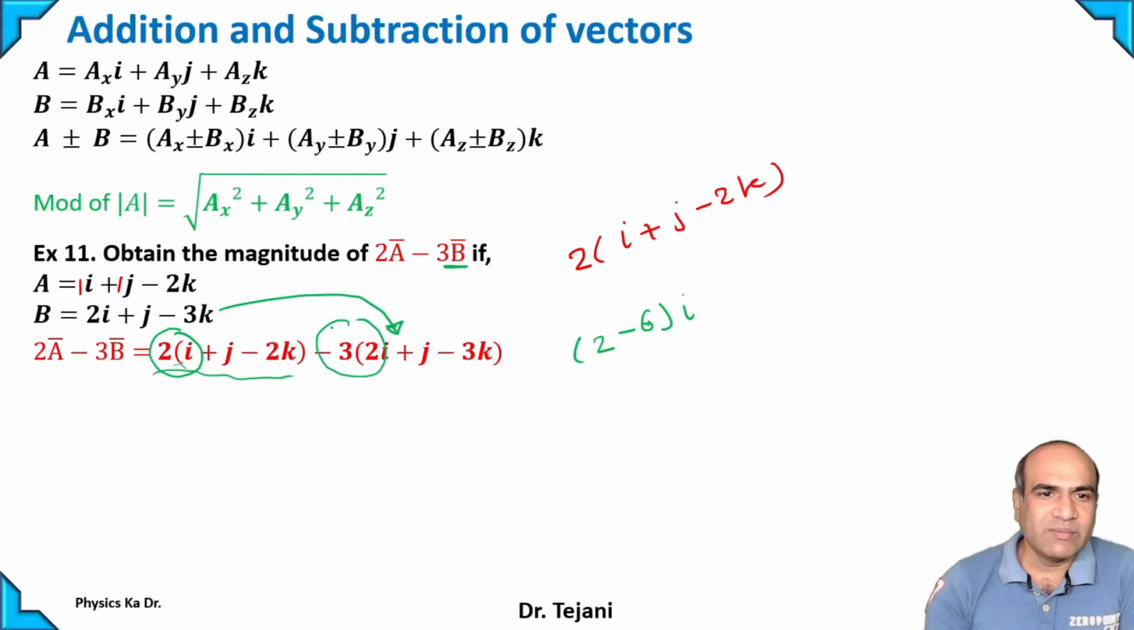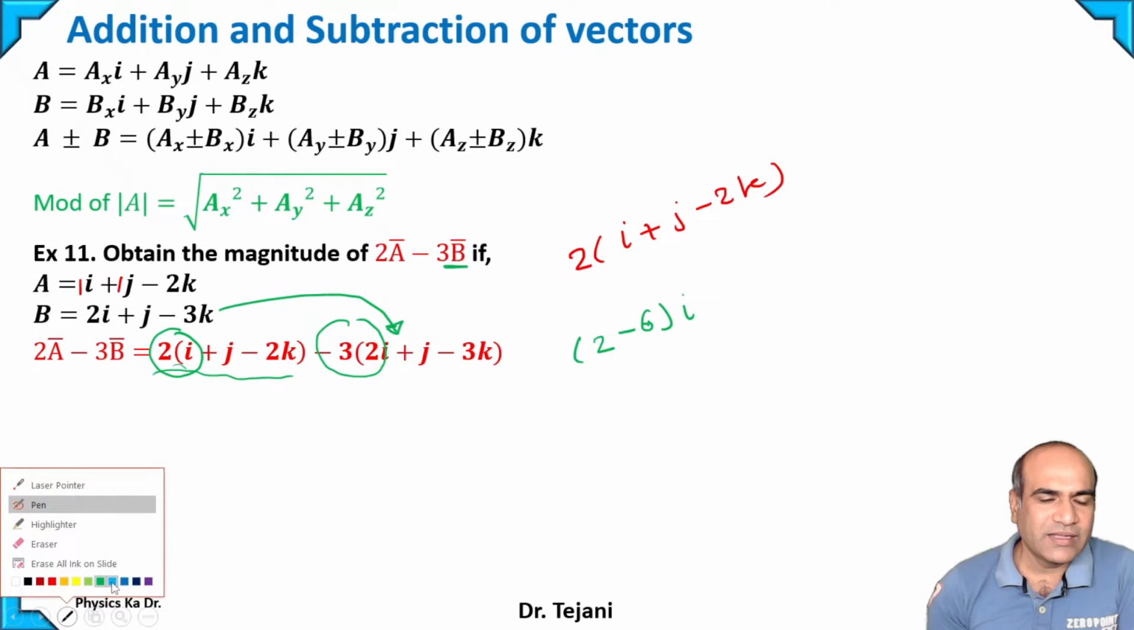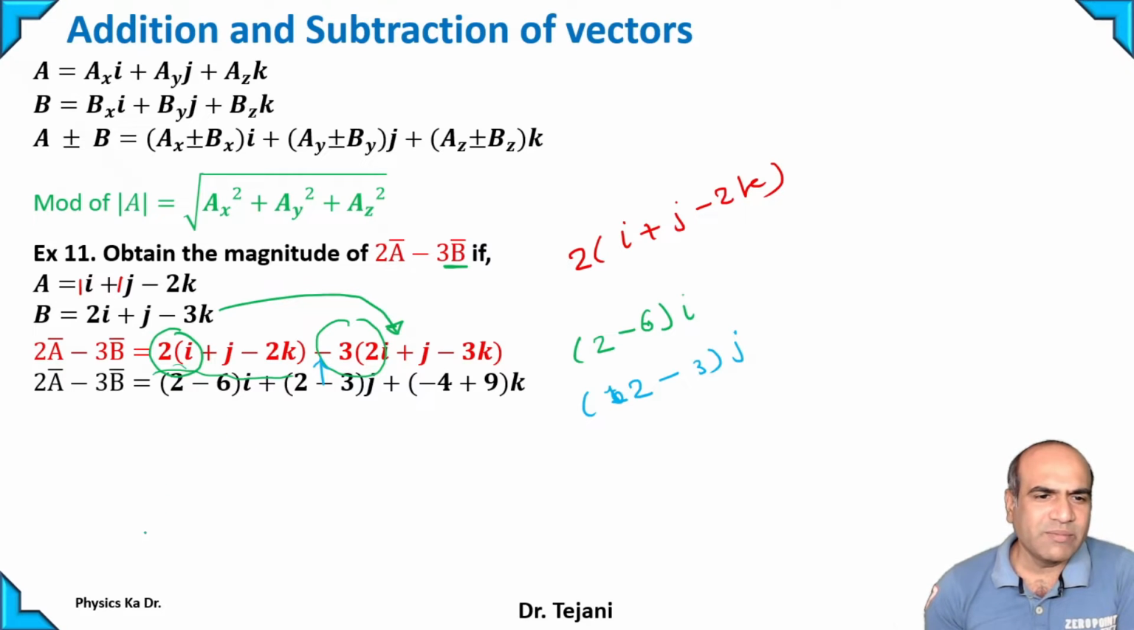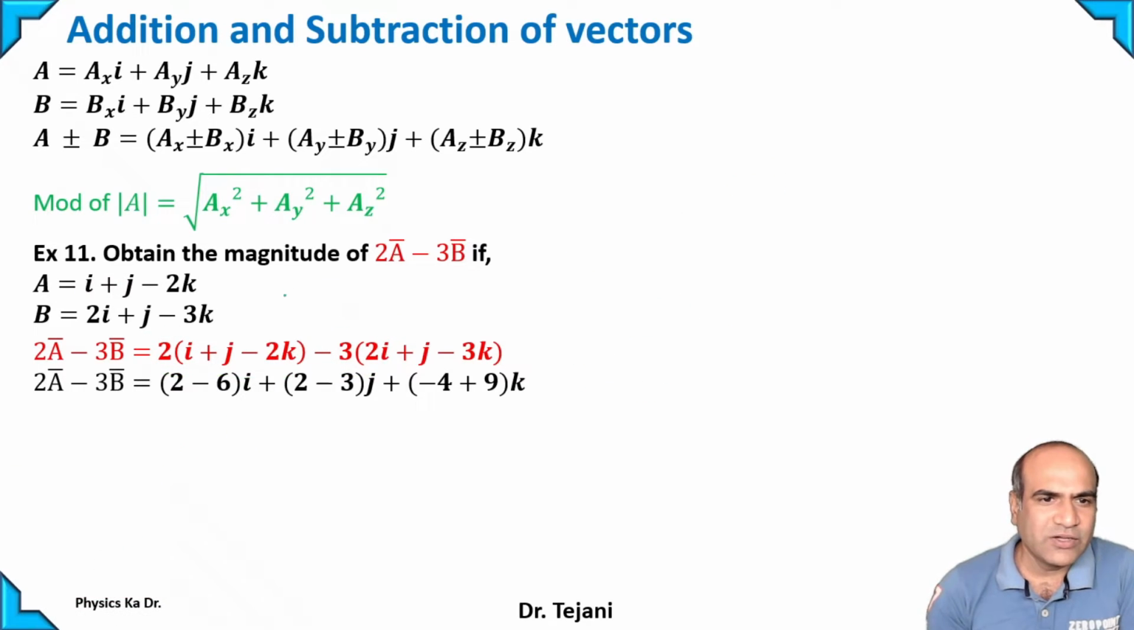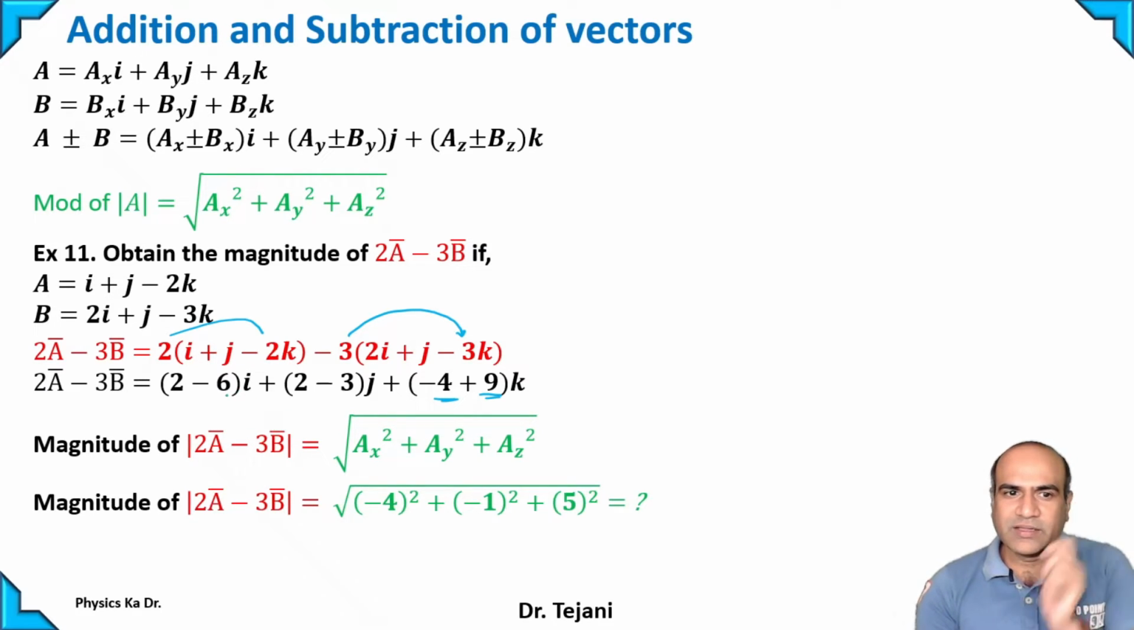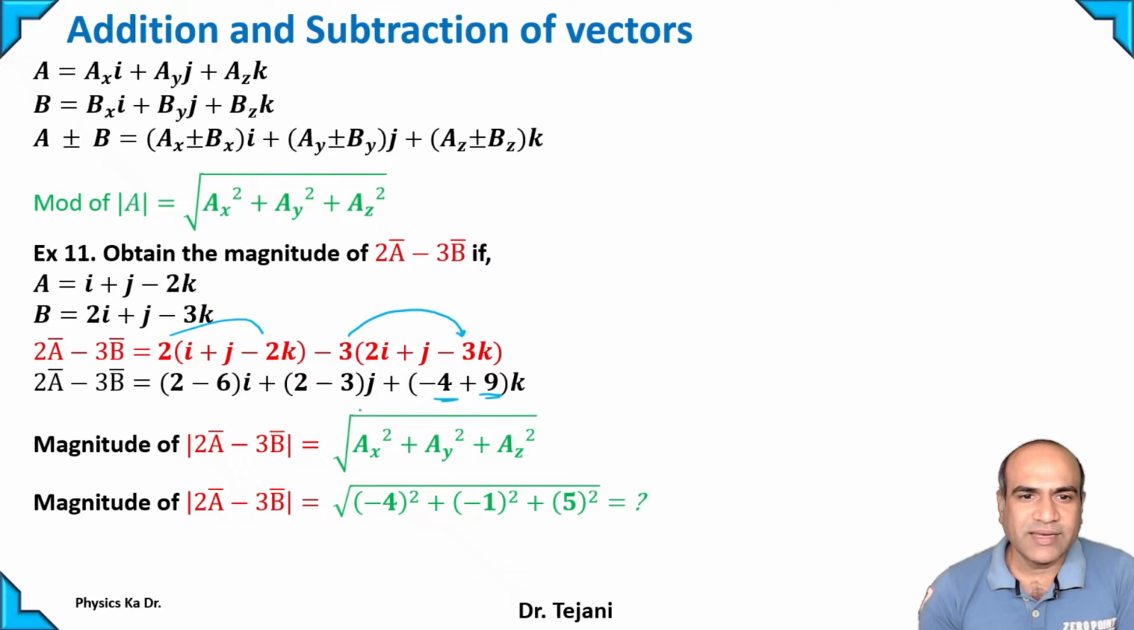Similar for the j, for j, 1 multiplied by 1, that becomes 2, then minus 3j, and similarly we can solve like that. Here 2 multiplied by 3, so it becomes minus 4, then minus 3 multiplied by minus 3 becomes 9. So our final solution becomes this: minus 4 square, that is minus 1, and that becomes 5.